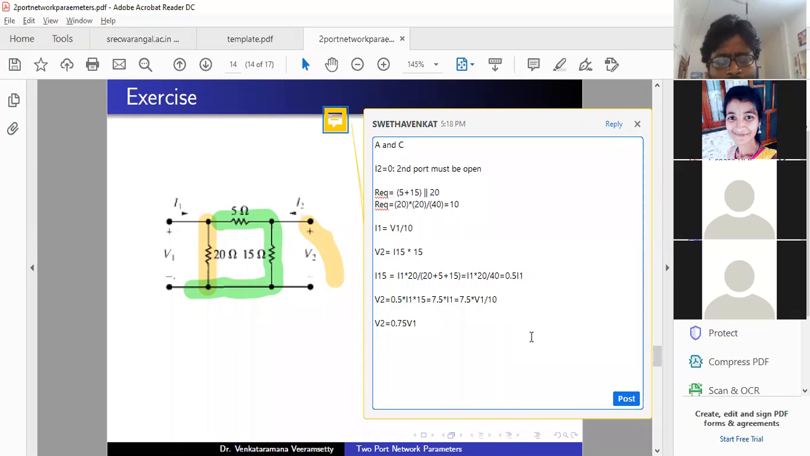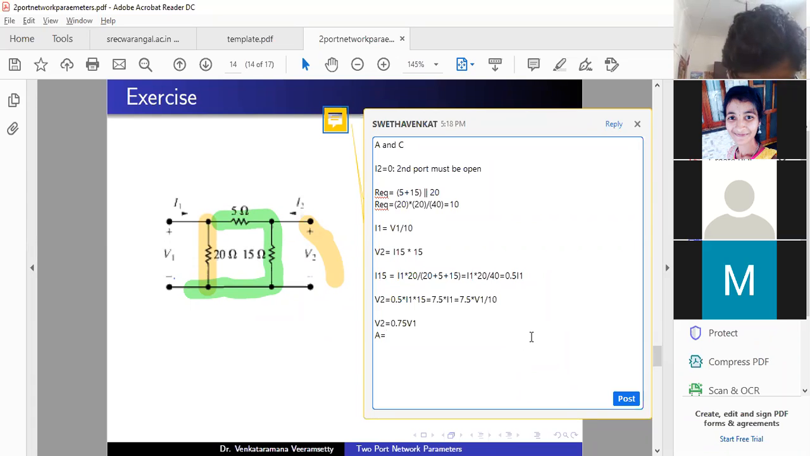From the previous discussion, how do we calculate the A value? A equals V1 by V2. So A equals V1 divided by V2, which is 1 divided by 0.75, that's 1.33.